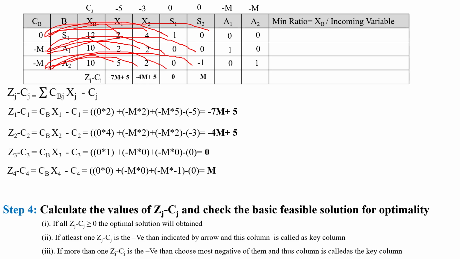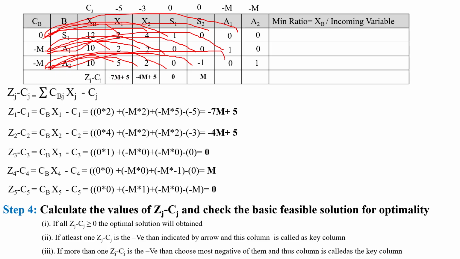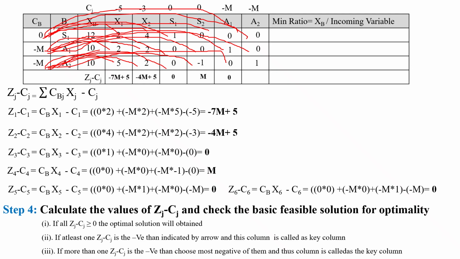Next, Z5 minus C5 for the A1 variable is equal to 0 into 0 plus minus M into 1 plus minus M into 0 minus of minus M, which is equal to 0. Similarly, Z6 minus C6 for the sixth variable, the A2 variable: 0 into 0 plus minus M into 0 plus minus M into 1 minus of minus M, which is equal to 0.